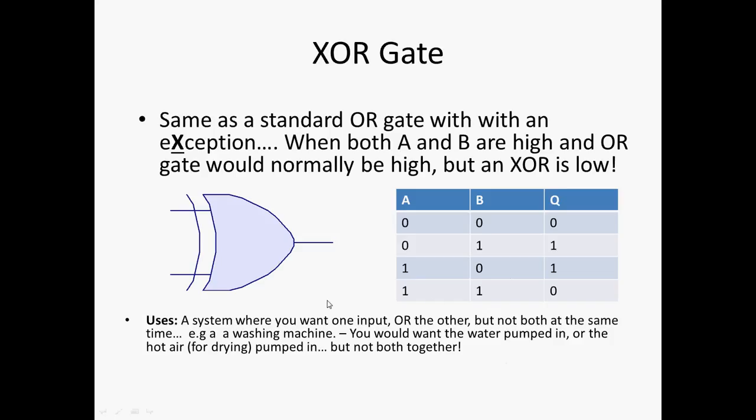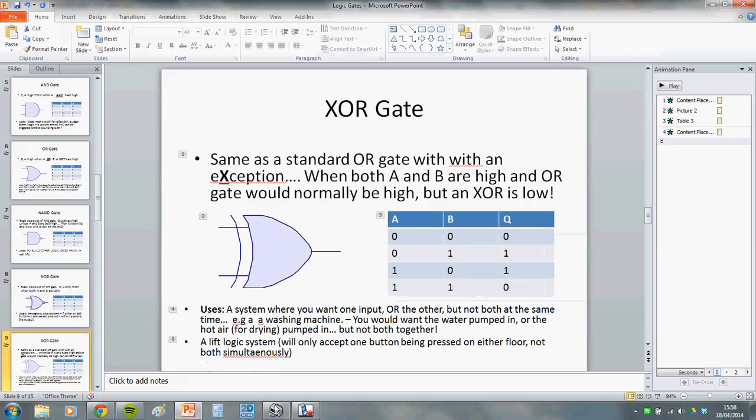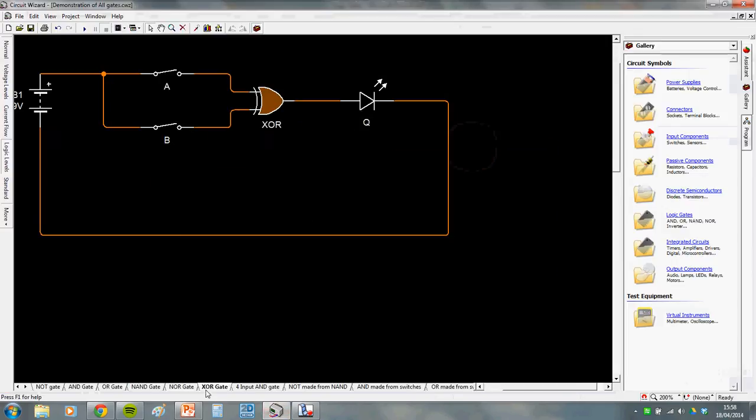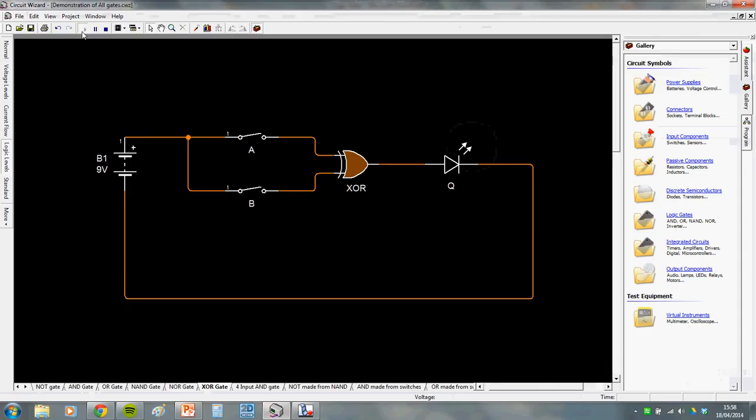So I hope you're happy with the XOR gate, just like an OR, but there's an exception to the rule, which is when both are on, it's actually off. It looks like an OR gate, it's just got an extra tail drawn on it there. So just to show you that as the circuit, this is your XOR gate. If one's on, or the other one's on, it's on. If both are off, the output's off, but if both are on, the output's off. So that's an XOR gate.